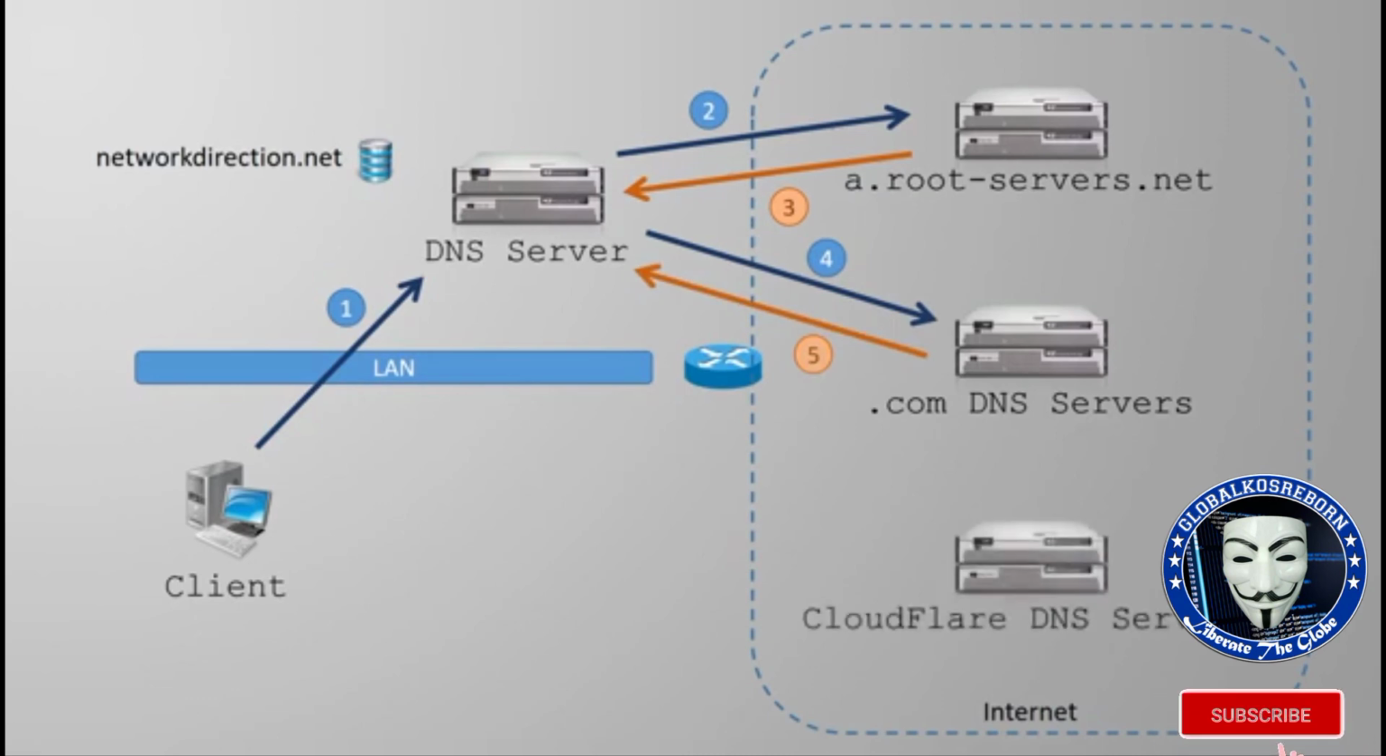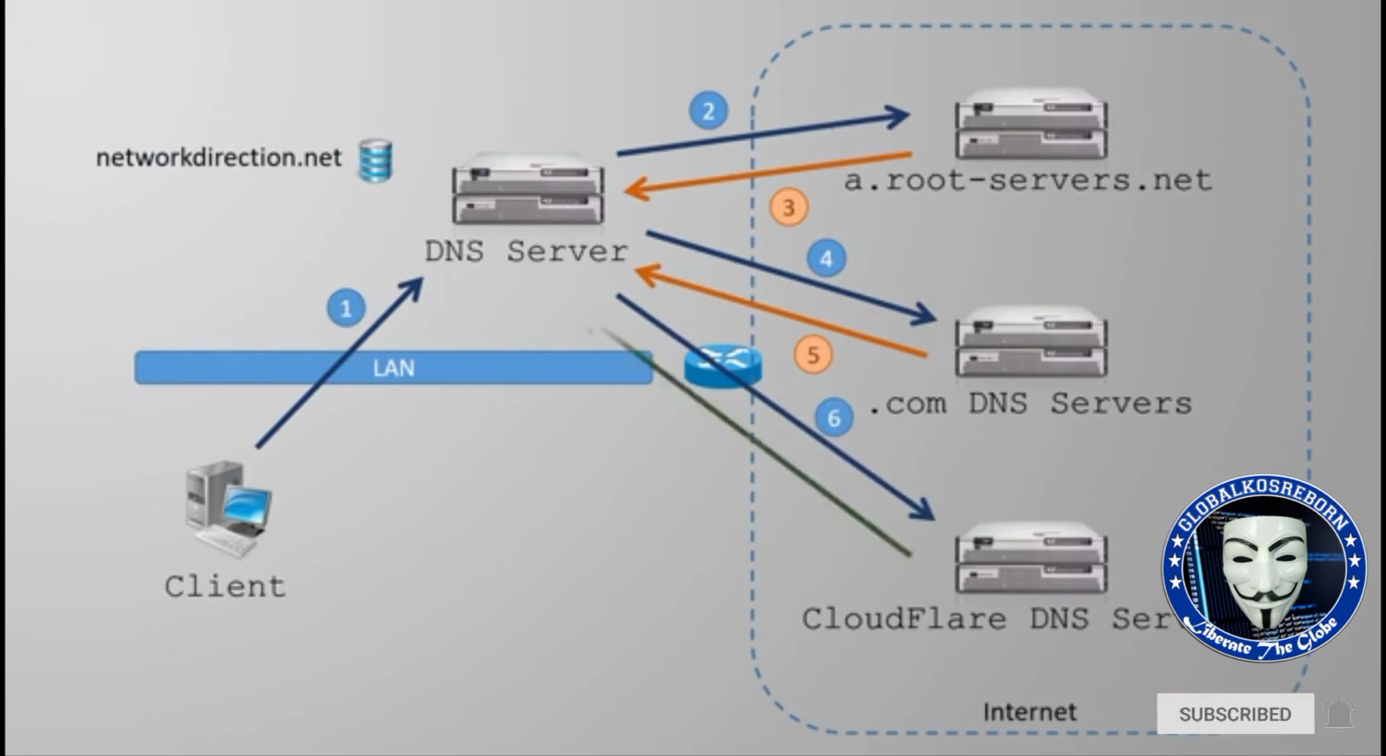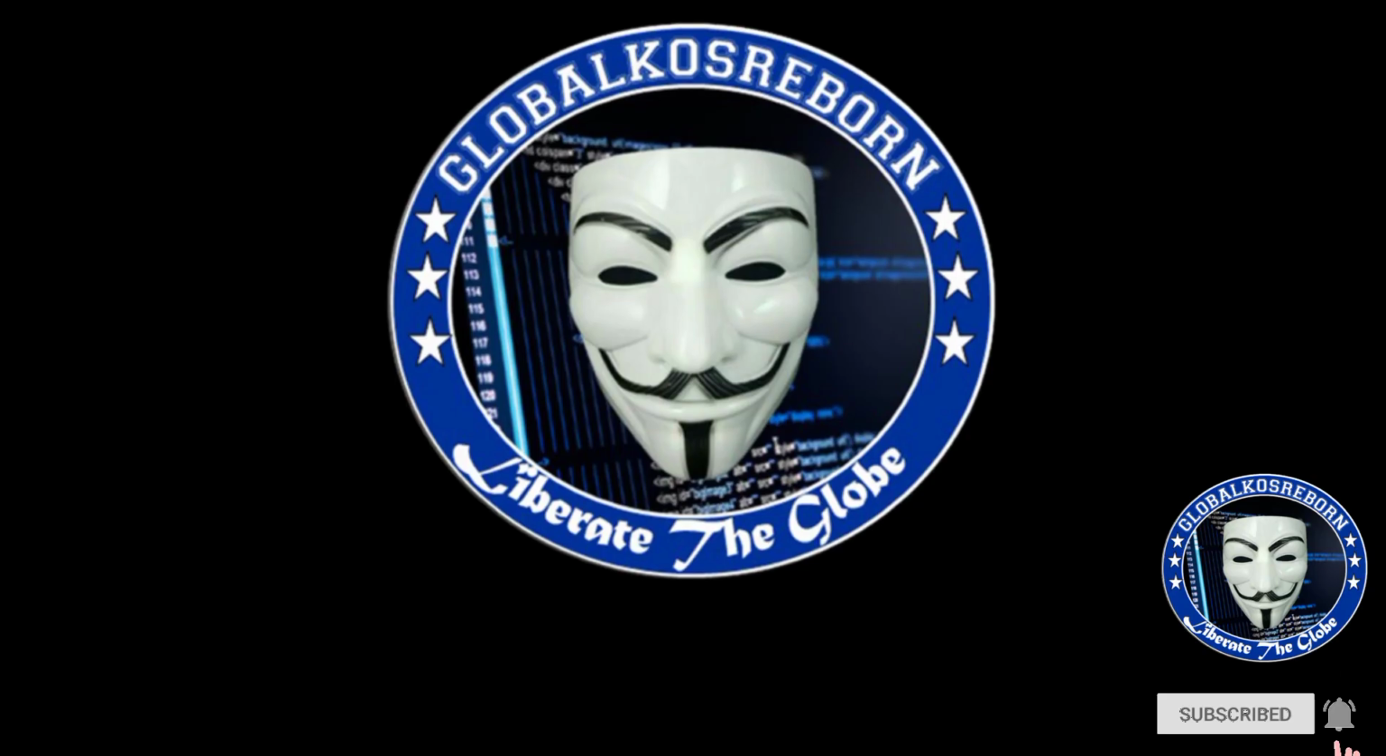Our server continues the process and sends a request to the Cloudflare DNS server. And finally, we've found the server that is authoritative, and it returns the answer that we're looking for. And just as before, the record is put in the DNS server's cache, and a response is finally sent back to the original client.